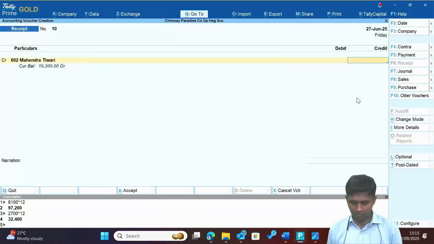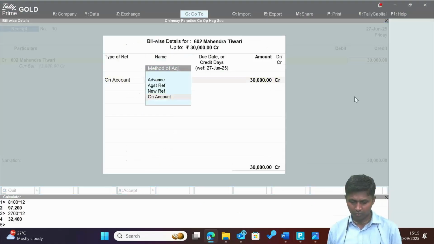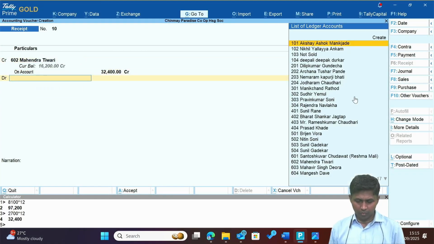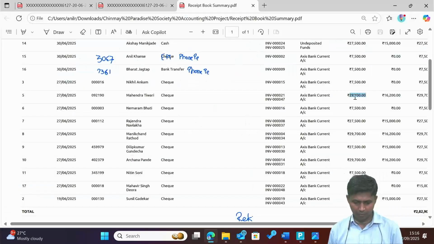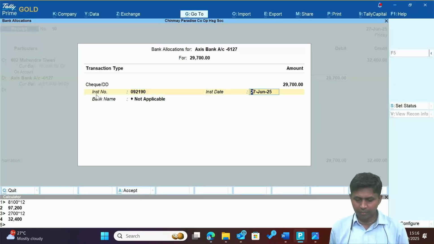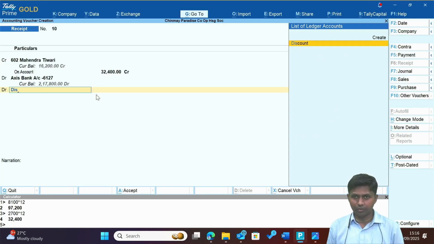Then from Tiwari, 29,700, from this we come to know that full year's maintenance we got. Tiwari, owner, no, not owner, but given on the rent, not 30,000, 32,400, 32,400 on account, and then in the access 29,700. We have, I think so, the check number, copy it and paste it. If you write the check number, then that helps us to reconcile effectively and easily. And then giving the party a discount, therefore say discount.